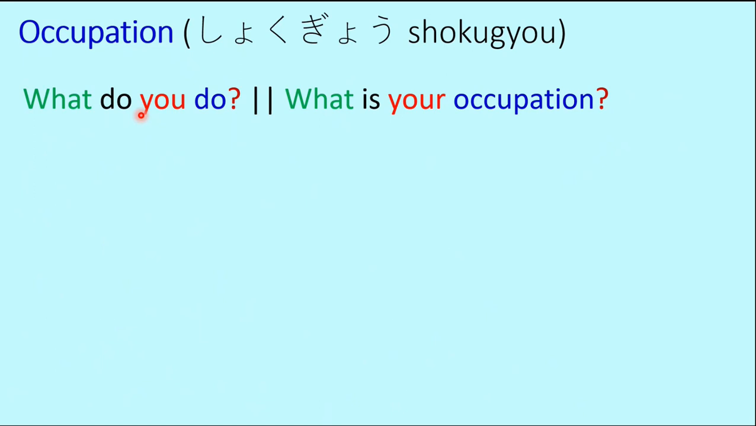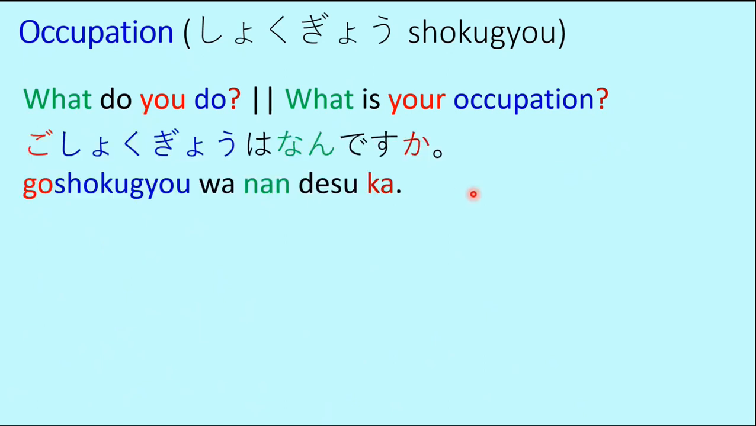So first one is the question. If someone asks you, what do you do or what is your occupation? So how do we ask this question in Japanese? What do you do? What is your occupation? So the Japanese equivalent of this is Go shokugyo wa nan desu ka?